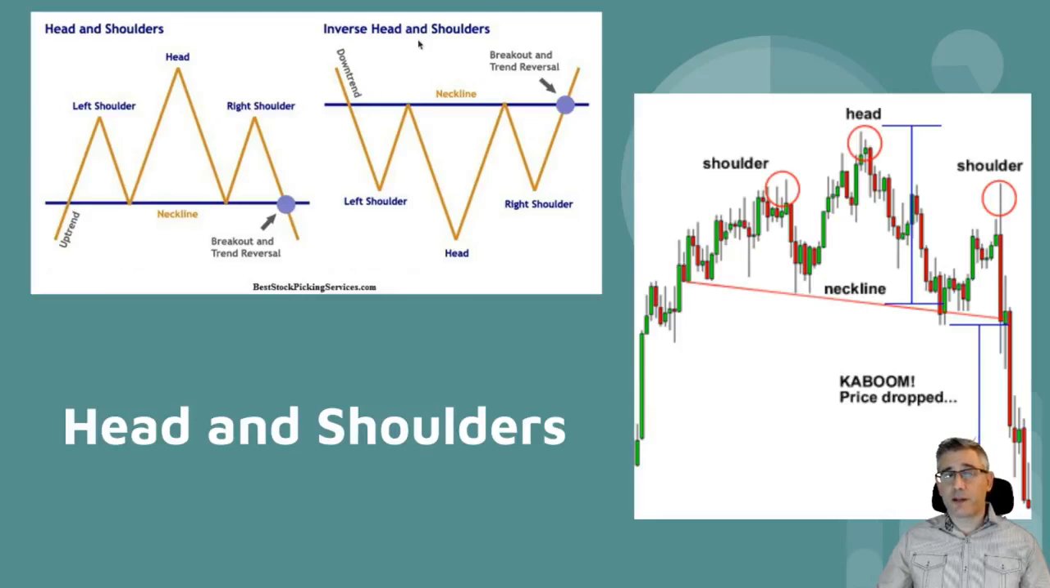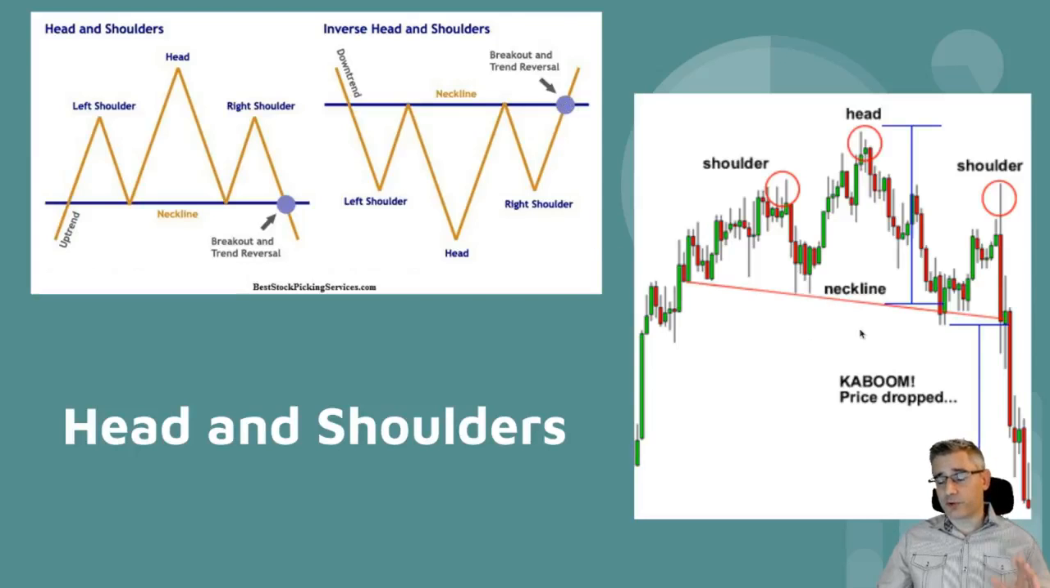Here's an inverse head and shoulders or reverse head and shoulders. You can see the shoulders now are upside down, the head's upside down. And this is coming out of a downtrend, and this is a signal that it's going to reverse, or most likely will reverse, after it breaks the neckline.